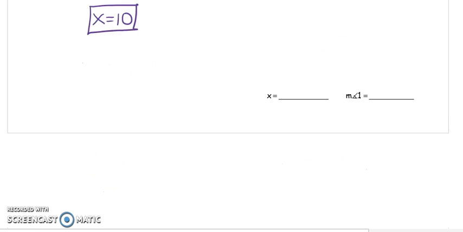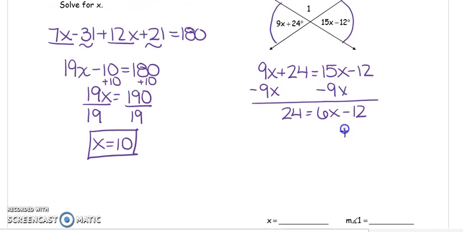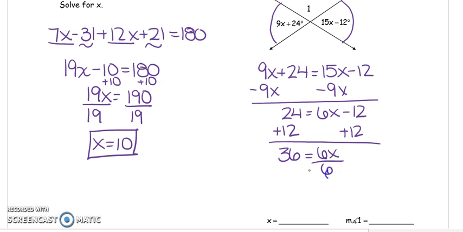I'll add the 12, and I'll get 36 is equal to 6x. We can divide both sides by 6, making 6 equal to x.